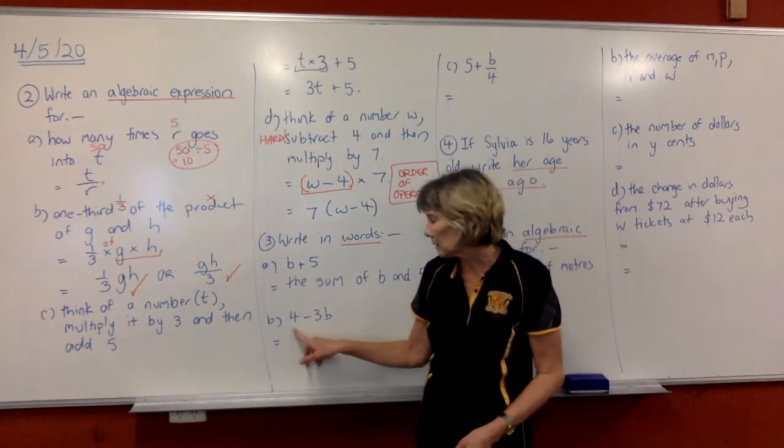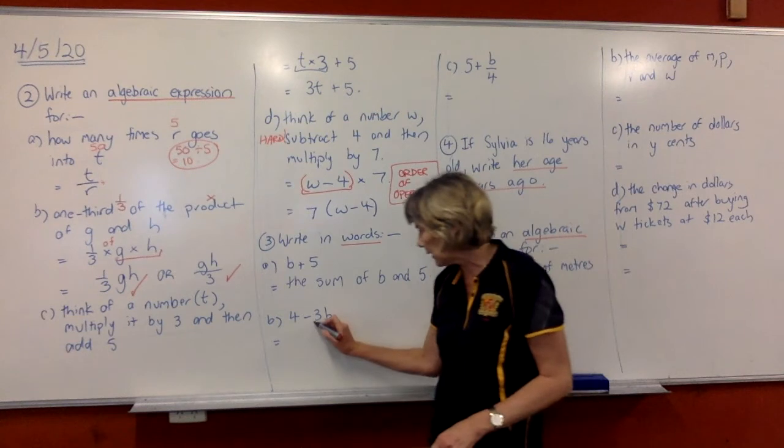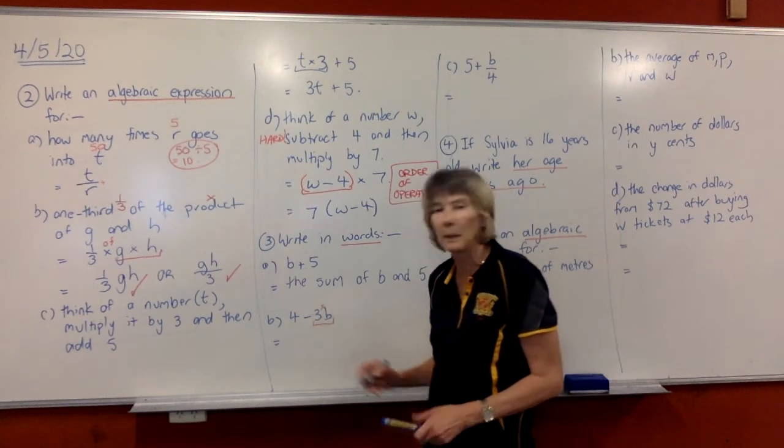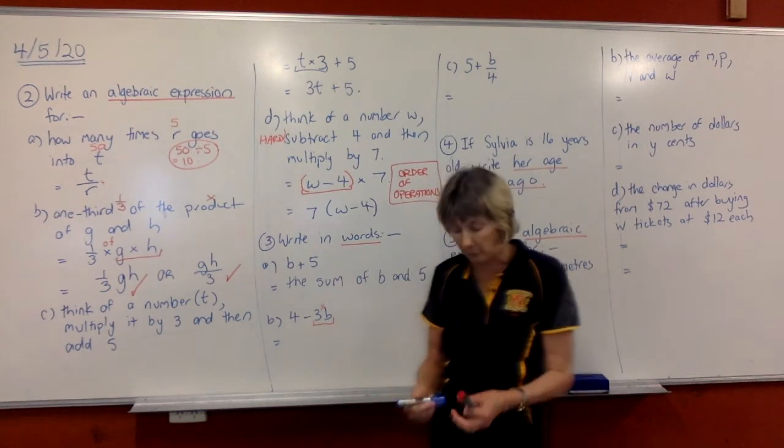Okay, the next one here is 4 take away 3B. So if we look at this last bit here, we can see that this is two things being multiplied together. So that bit there would be the product of 3 and B.